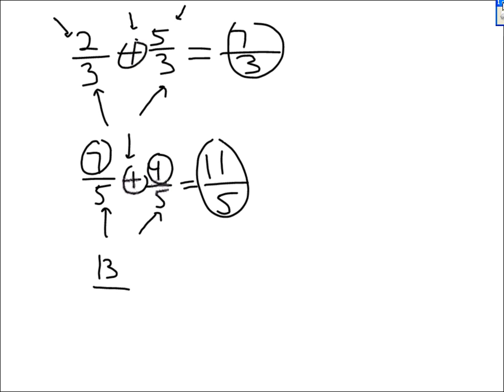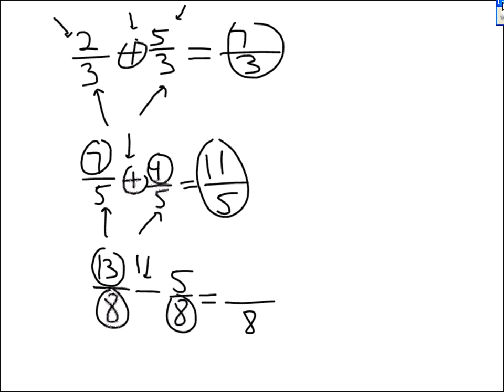If you have 13/8 and you want to take away 5/8 in subtraction, if the denominators are the same, keep it, subtract the numerators. 13 minus 5 is 8. And 8/8 is 1. Divide the same two numbers, you get 1.